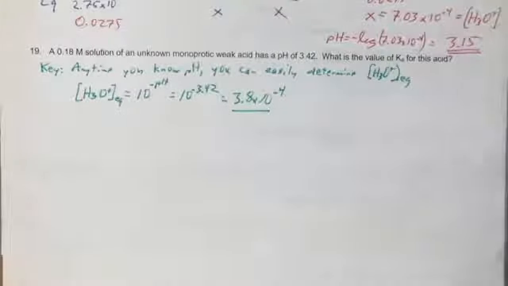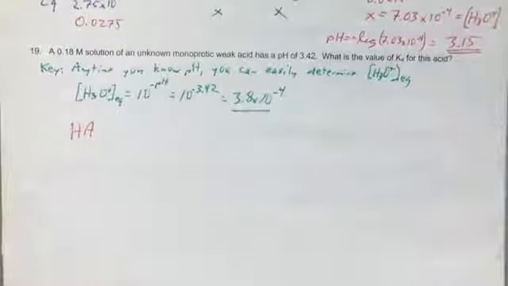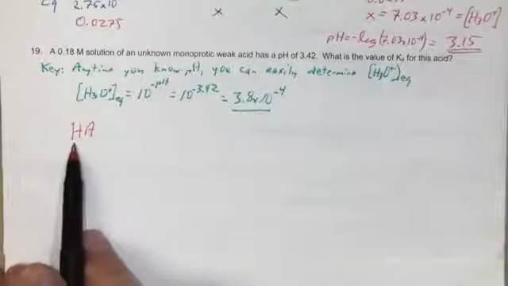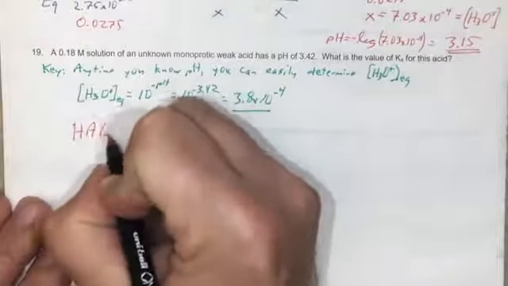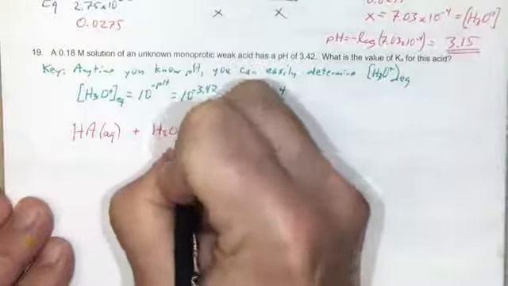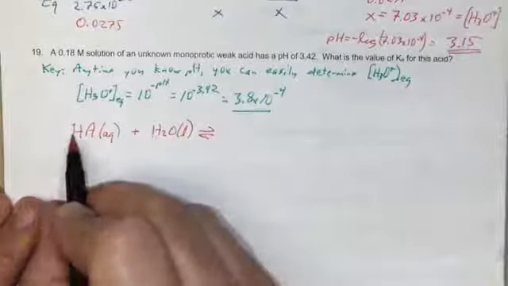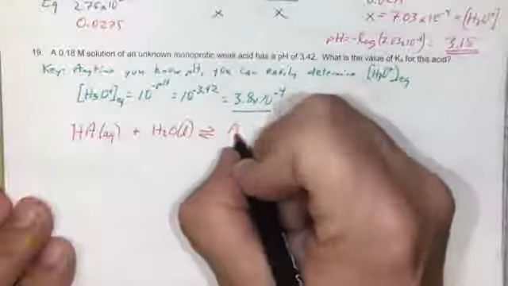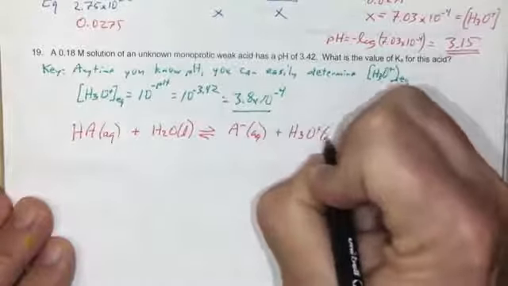Let's set up the ICE table. The ICE table looks like this. HA is the shorthand that we use for any weak monoprotic acid. Monoprotic means there's just one proton here. If it's a weak acid, then we show this weak acid reacting with water in an equilibrium. This is an acid. It donates its proton to water. That means it donates its H plus to water. That leaves A minus aqueous plus hydronium, H3O plus aqueous.